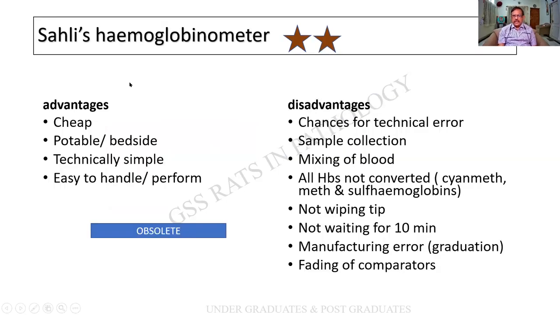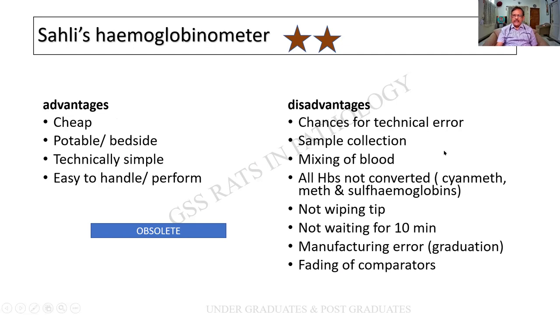What are the advantages and disadvantages? Be careful. Some things will appear very simple, but then we cannot answer. It is cheap, agreed. Technically simple, easy to handle. But even I did not have the presence of mind to answer that it can be used for a bedside procedure. You can take the instrument to the patient and do a hemoglobin estimation. You cannot take a Sysmex or a colorimeter. So this can be done.